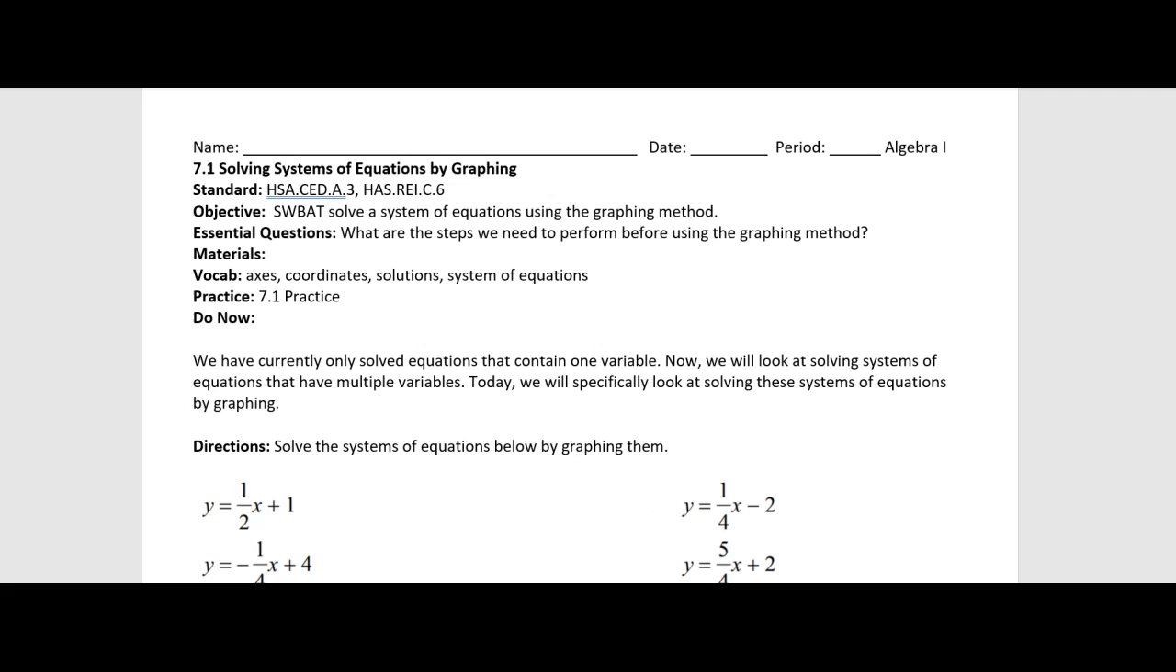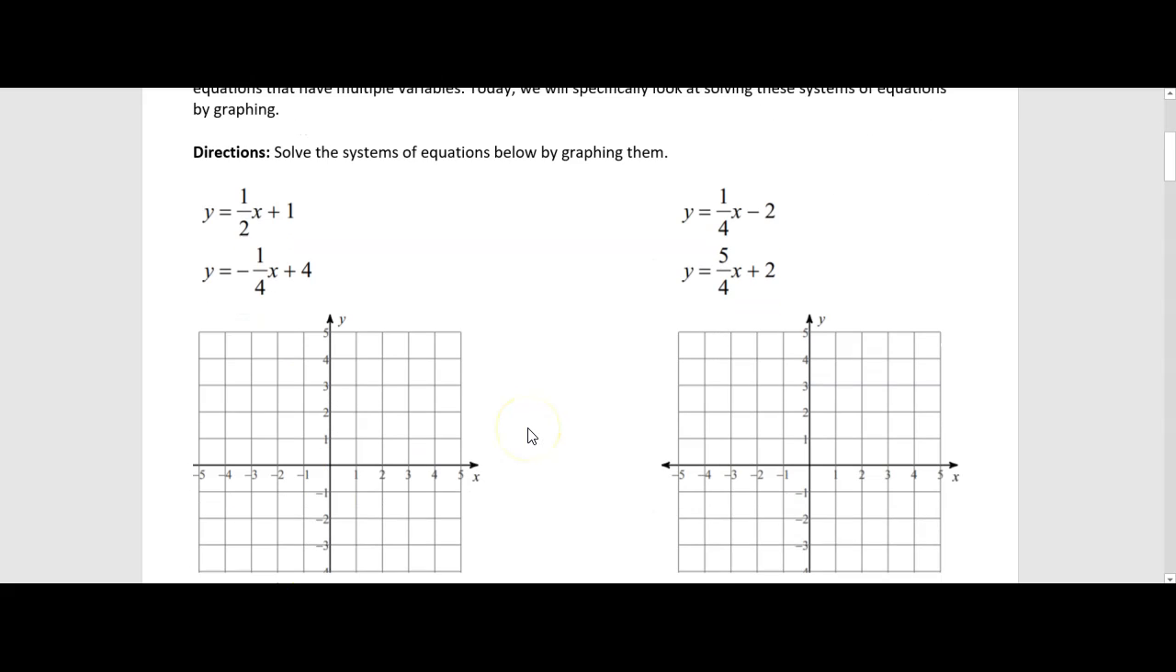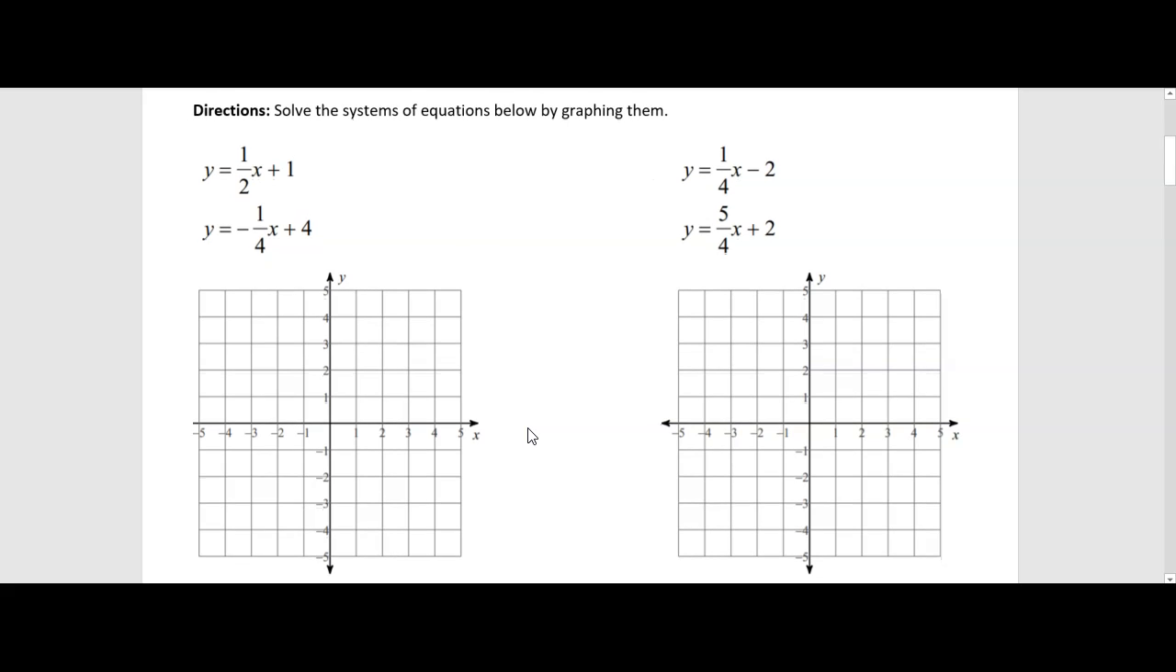Today we're actually starting a new unit, and this unit's going to be all about solving systems of equations using a variety of different methods. So we've already talked about how to solve different types of single equations with one variable. Now we're going to talk about how to solve multiple equations at the same time, which are called systems, and those are going to have multiple variables, namely an x and a y. Today we're going to focus on how to solve them by graphing, and then moving forward we'll learn some other methods as well. So let's just go through a couple of examples.